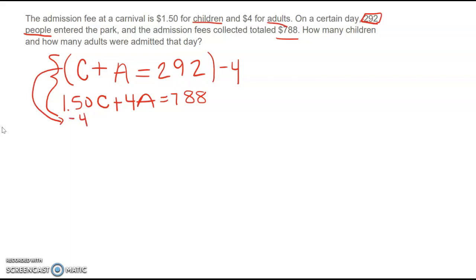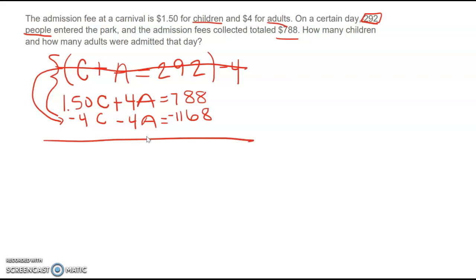So I get -4c minus 4a, and then equals 292 times -4, or -1168. I'm going to cross out this equation so I can still see it, but it's not going to mess me up down here. Okay, now let's add these two together. So +4a and -4a cancel out.